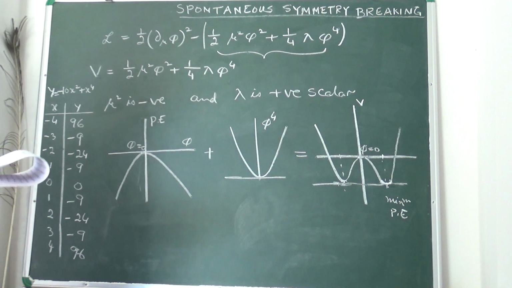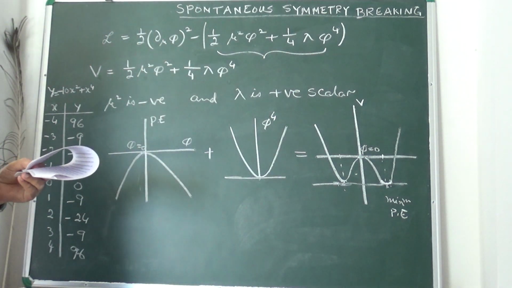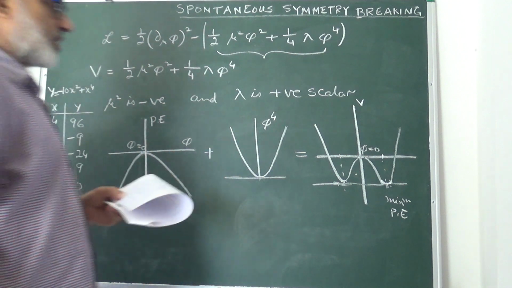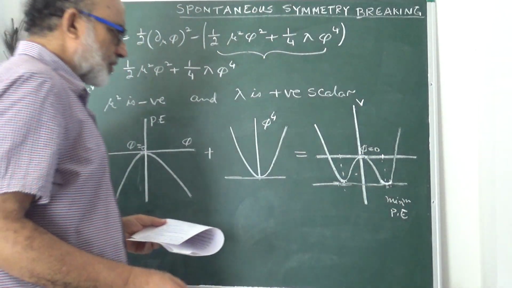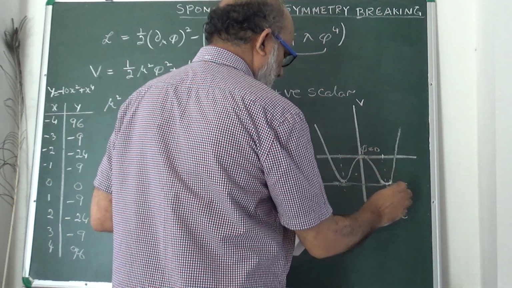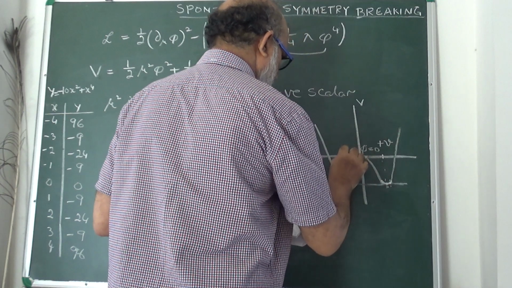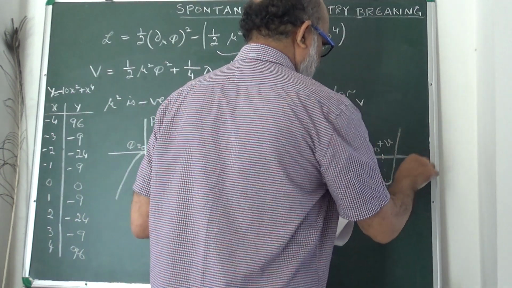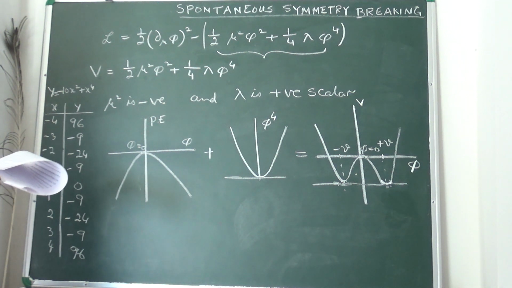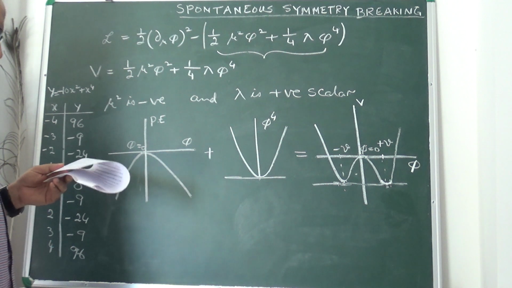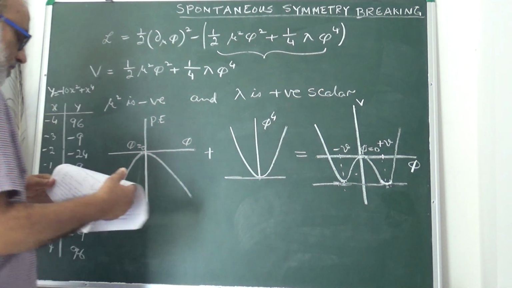So in this case, the potential is minimum at either side of phi equal to 0. This means that the field settles to a value where it is not 0. The potential is minimum at this point. Let the values of the field at minimum potential be, say, plus V or minus V. Suppose this is plus V and this is minus V. That's why we say that there is a Higgs field permeating the whole space, because the fields of all particles, electrons, quarks, etc., settle at a non-zero value.